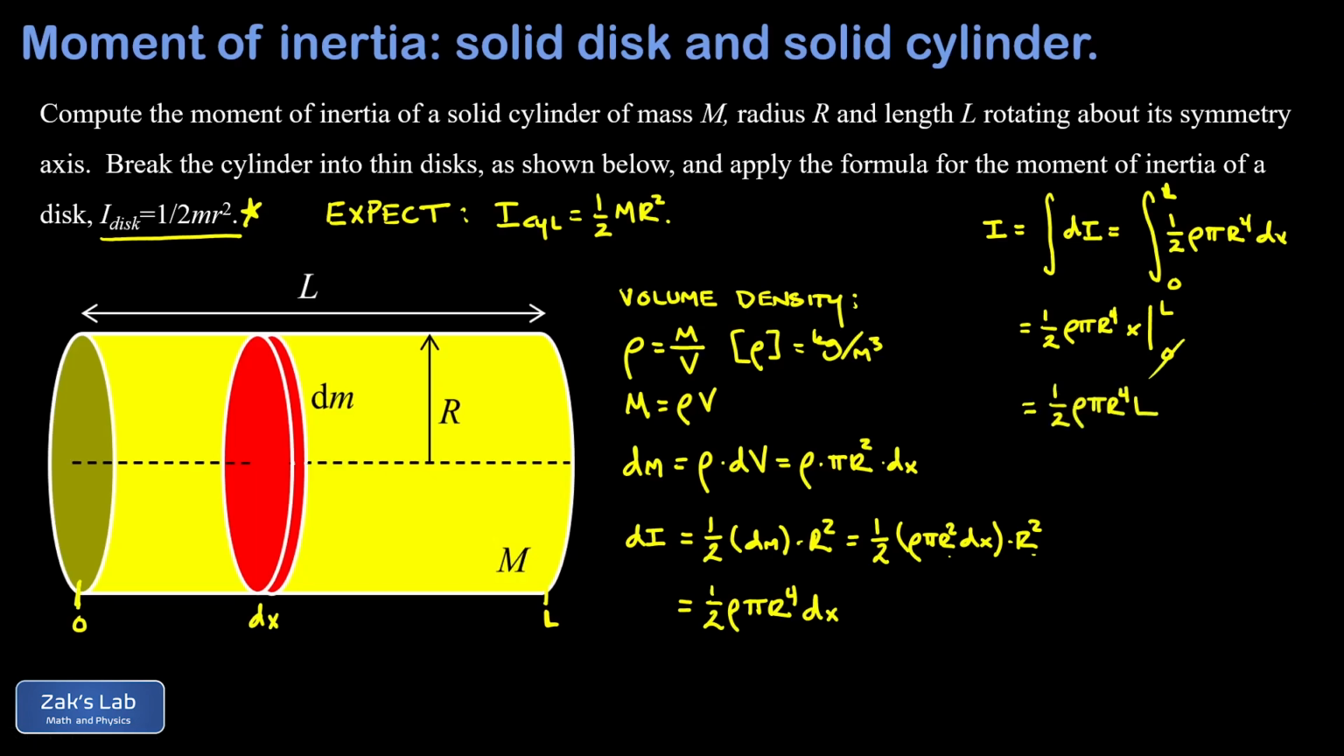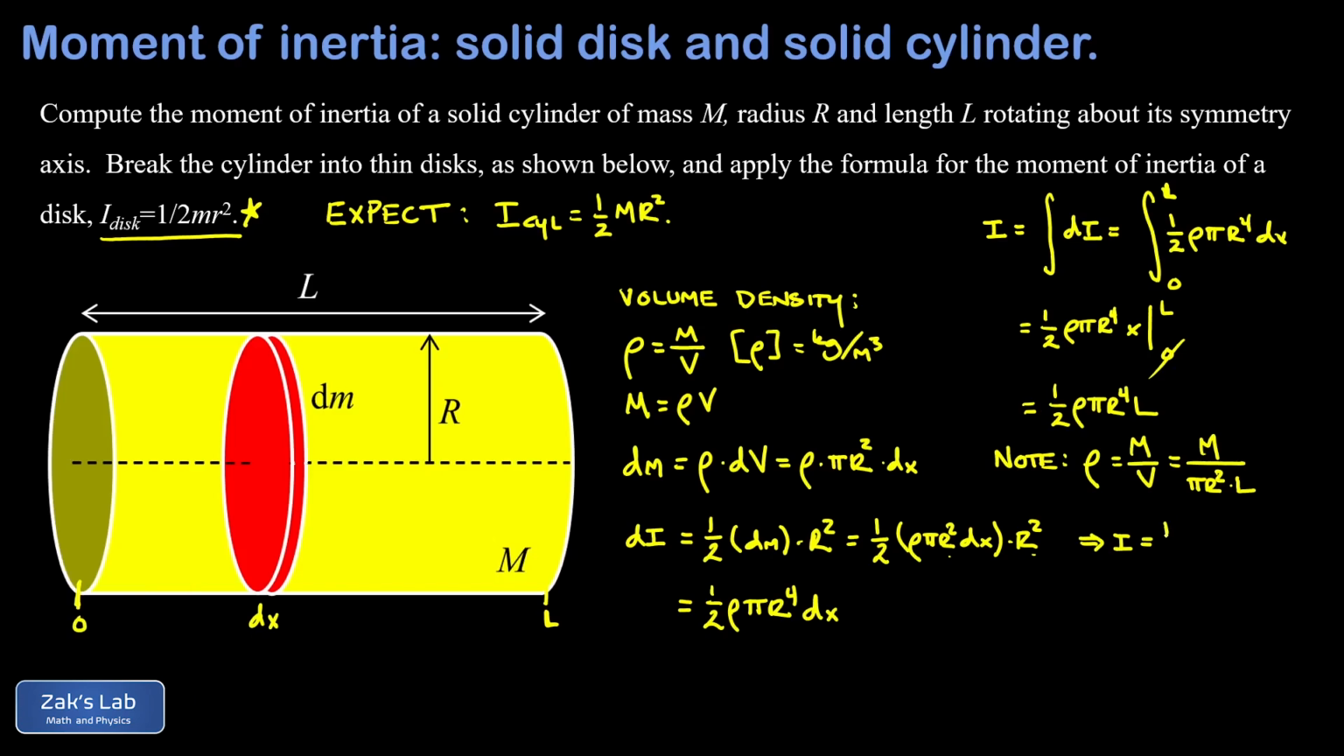And as usual, we don't want to express the final answer in terms of the density of the object. We want to get it in terms of the mass and the dimensions of the object. So rho is the mass of this object divided by its volume. That's big M divided by the volume of the cylinder. And the volume of a cylinder, again, is the area of the base. So pi times big R squared times the length or the height, depending on the orientation. And that's capital L. So we're going to replace rho with M over pi R squared L.